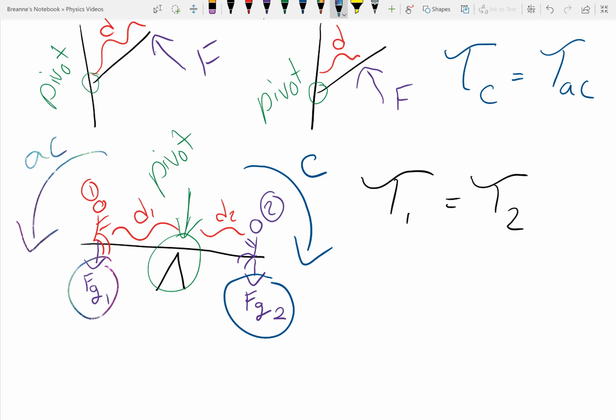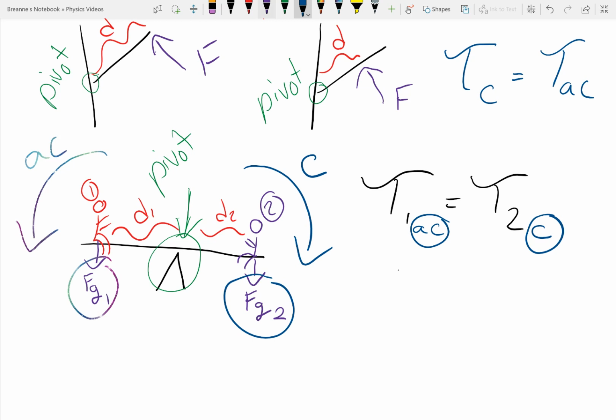So instead of putting 1 and 2, if you wanted to put clockwise and anti-clockwise, you could. I know that confused a couple of people. You don't have to put that, and you could just label it like I did and use 1 and 2. It's up to you. It's just a label to distinguish one side from the other.